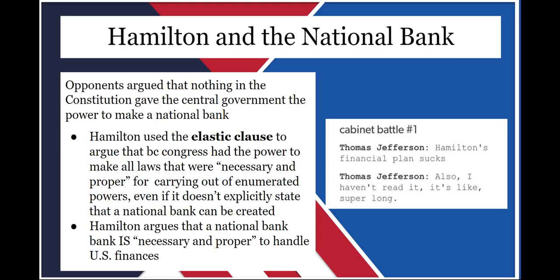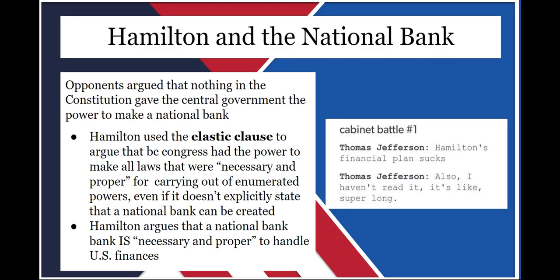Now, Hamilton uses what's called the elastic clause to argue against this. He argues that according to the elastic clause, the government, according to the Constitution, has the right and the power to make any laws that are, quote, necessary and proper for carrying out the enumerated powers. So those listed powers, the Constitution also says, hey, if the government has to make additional laws to carry out these powers, they're allowed to do that.